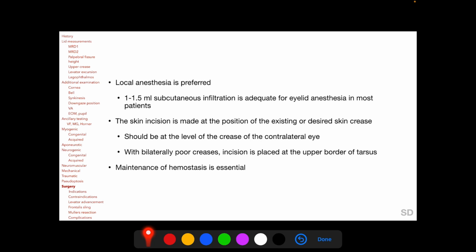For ptosis surgery, local anesthesia is preferred to allow adjustment of the height of the eyelid margin as compared to the opposite eye, and only a 1 to 1.5 ml subcutaneous infiltration is adequate for eyelid anesthesia in most patients. The skin incision is made at the position of the existing or desired skin crease, and it should be at the level of the crease of the contralateral eye. With bilaterally poor creases, incisions are placed at the upper border of the tarsus. Maintenance of hemostasis is essential during ptosis surgery.